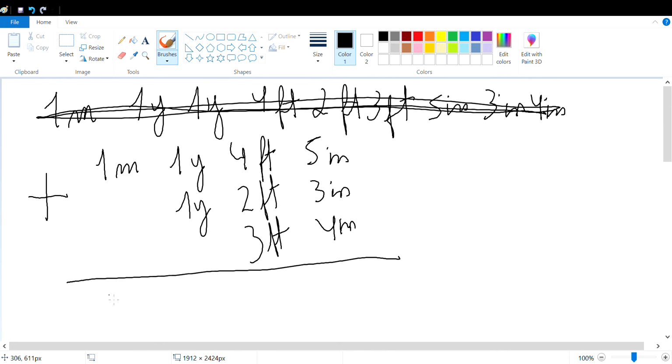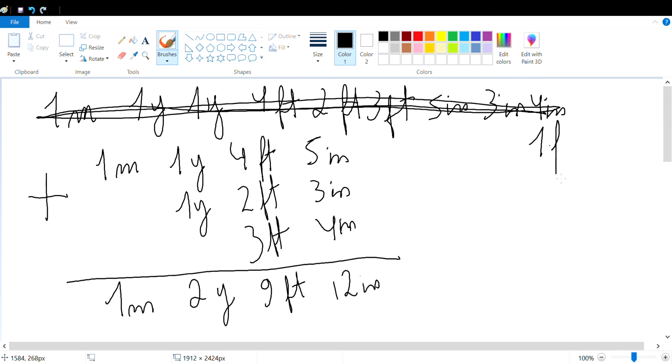Okay, 1 mile. 1 plus 1, 2 yards. 4 plus 2, 6 plus 3, 9 feet. And 5 plus 3, 8 plus 4, 12 inches. Now I go to my chart, the chart that I had just a moment ago, where it says 1 foot equals 12 inches and 1 yard equals 3 feet.